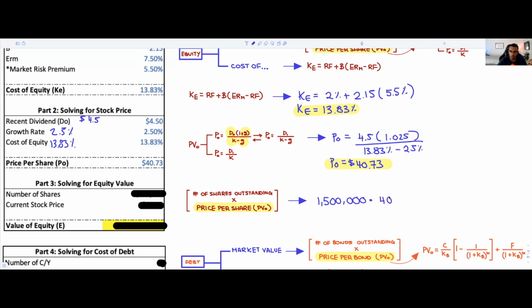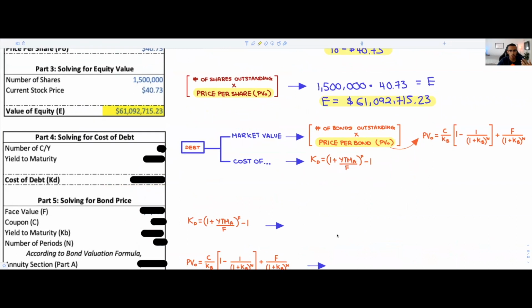That times 40.73 is going to give us the following amount. It's going to give us a value of equity. Go ahead, I guess, and write this like that. We're going to say that equity is equal to 61,2,715.23. And you can notice that this is all correct. All right, some quick math. Now that we have that, we could go ahead and move on to solving for our cost of debt.